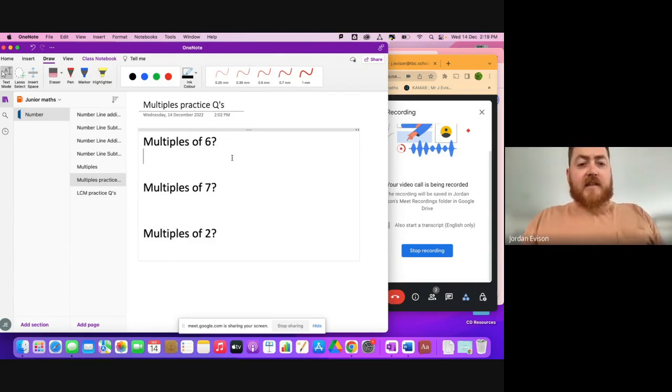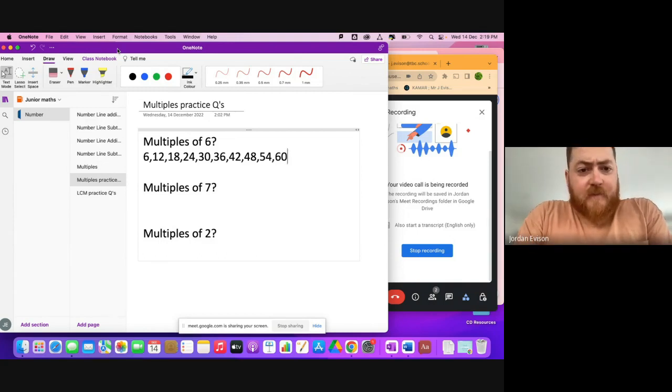So the multiples of 6 are: 6 times 1 is 6, 6 times 2 is 12, 6 times 3 is 18, 6 times 4 is 24, 6 times 5 is, of course, 30, 6 times 6 we have 36, times 7, 42, 6 times 8 is, of course, 48, then we have 54 and 60. So that is the first 10 multiples of 6, okay? Now, if you realize you made a mistake on the others, maybe just go correct those now. If not, we are going to carry straight on.